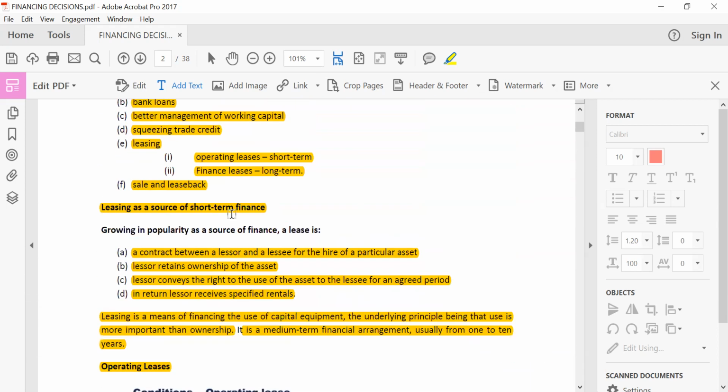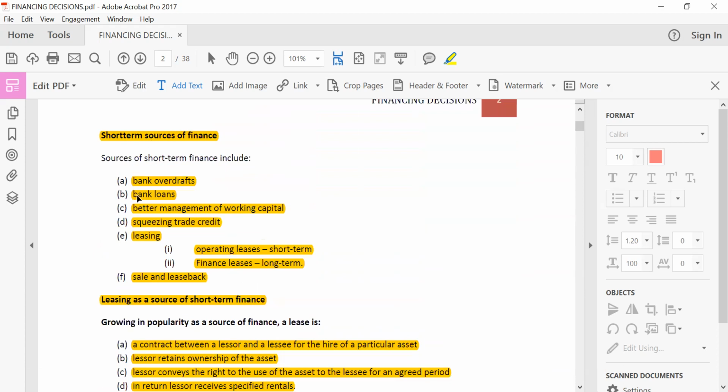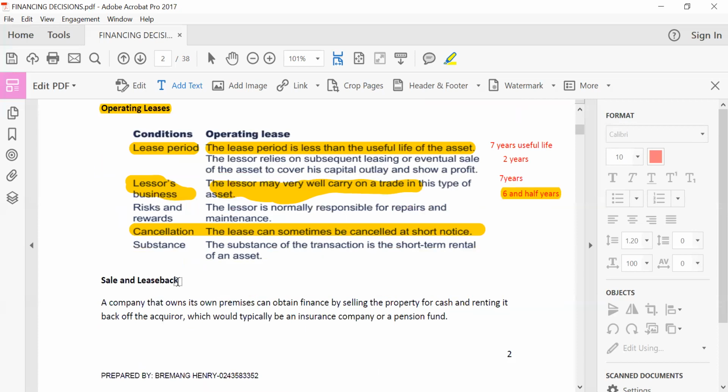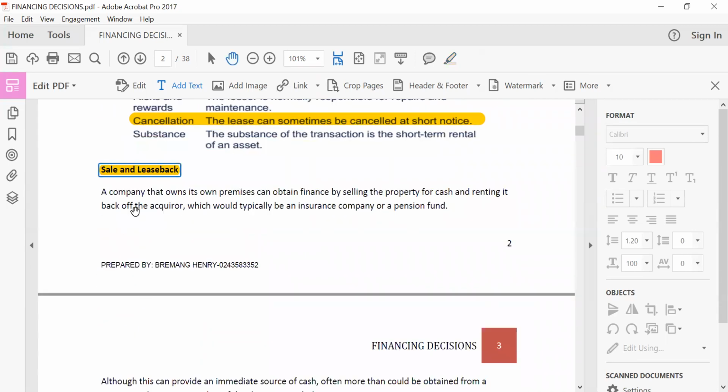So we looked at the short-term sources of funds, but we decided to pick the complicated ones and explain them. We picked leasing and explained it. We are going to pick the next one, which is sale and leaseback. These tend to be terminologies which worry a lot of students, so we decided to pick them one after the other and expatiate on them.